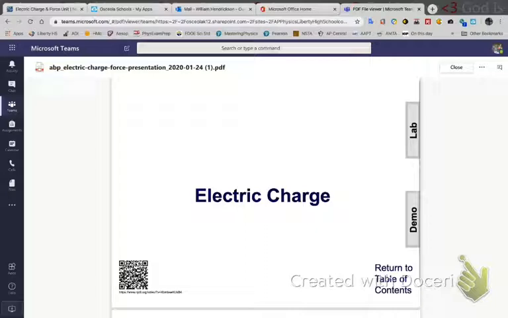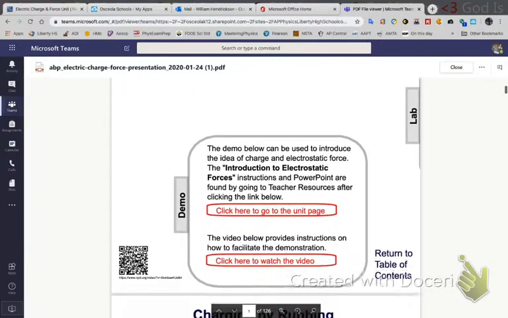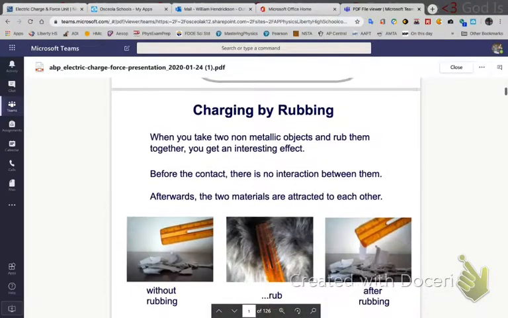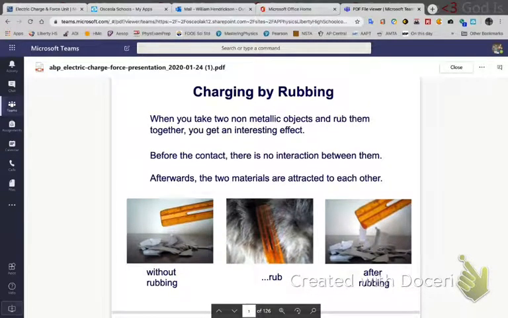Electric charge. As you open your presentation on electric charge, you'll see as we scroll down that it starts out by talking about rubbing fur with both metallic and non-metallic objects. It's showing you here with the pictures that as you rub the plastic ruler into the fur, you're all of a sudden getting the properties of attraction.